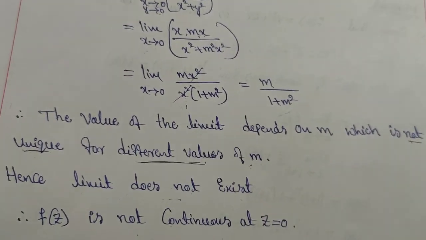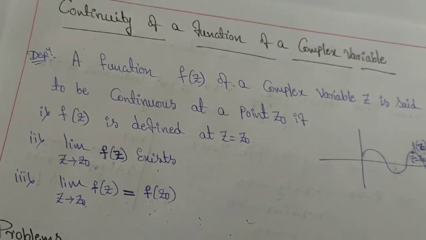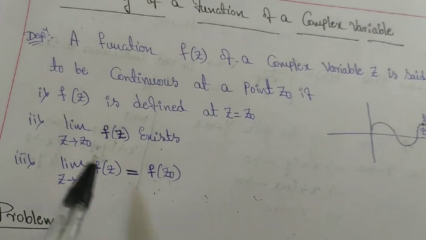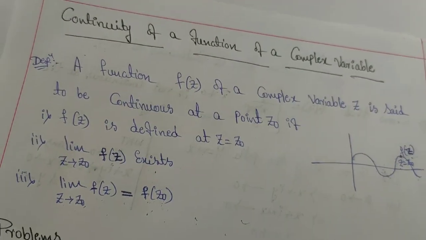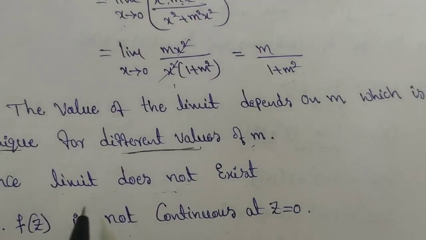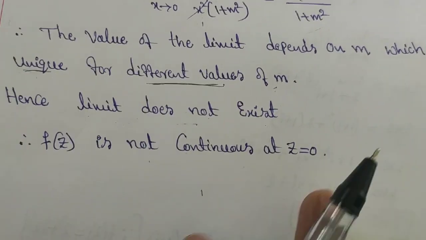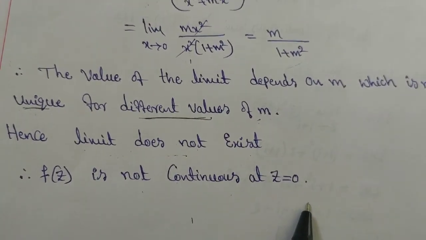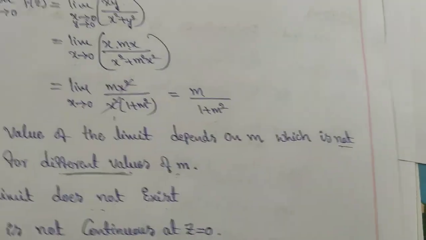If the limit does not exist, by the definition of continuity, we can say it is not continuous. See here, the limit should exist in the continuity definition. So here the limit does not exist. So we can say directly f of z is not continuous at z is equal to 0.